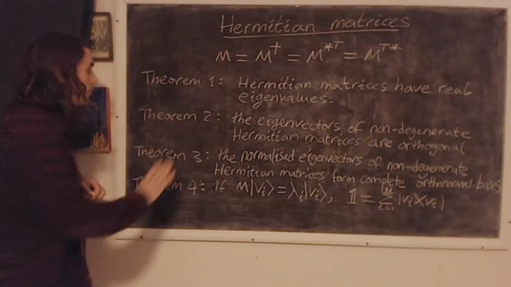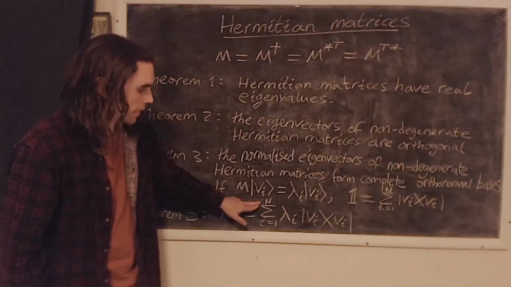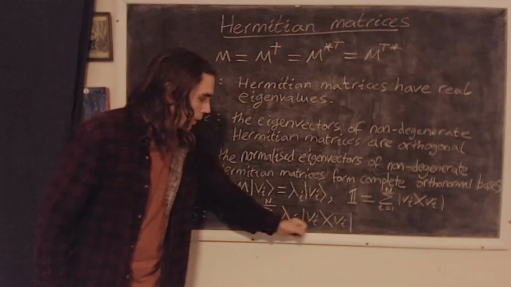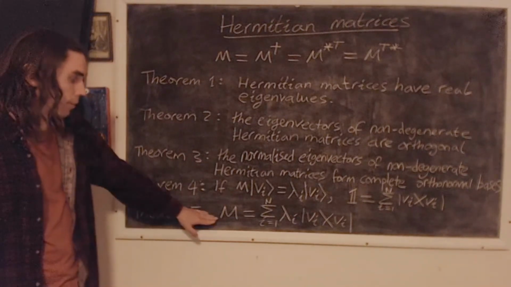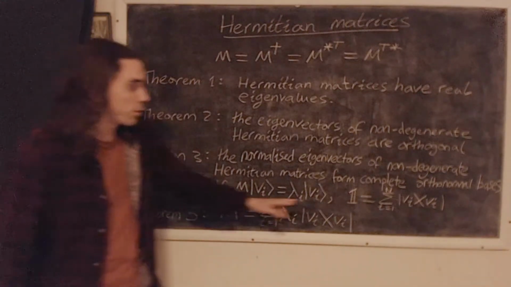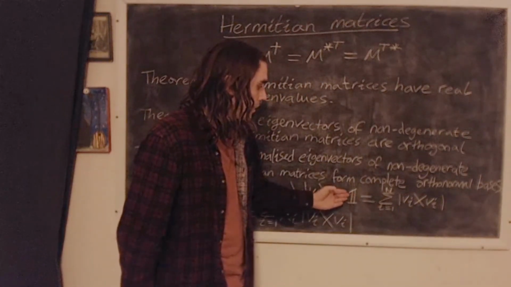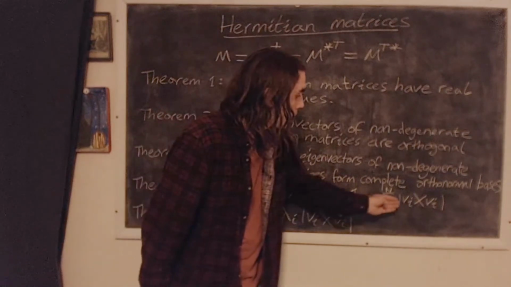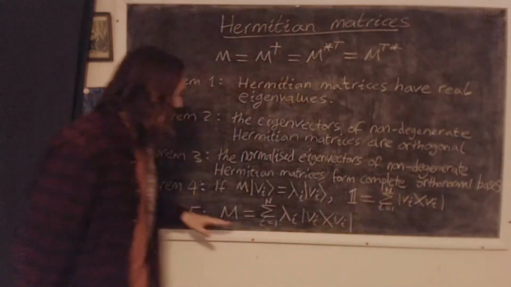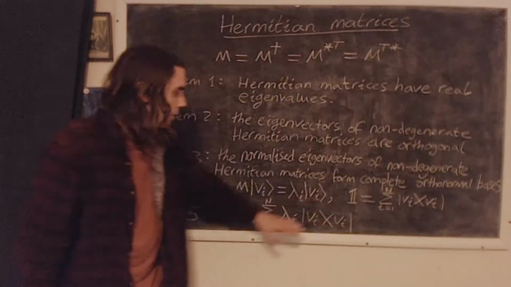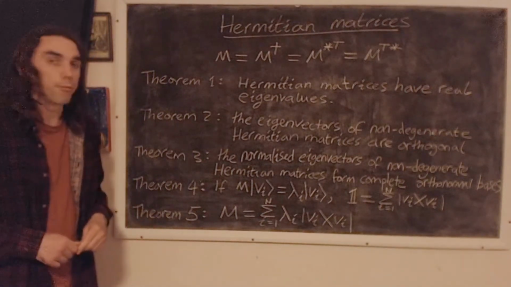And finally, theorem 5: we can write the Hermitian matrix M as the sum from i equals 1 to n of the eigenvalue lambda i multiplied by the outer product of the corresponding eigenvector Vi with itself. In fact, theorem 5 follows straightforwardly from theorem 4. Given that we have the identity matrix equals this, we simply act with the matrix M onto here. M acting on the identity is M. M can pass through the sum and act on its own eigenvector, and M acting on Vi, by definition, is lambda i Vi. And so this identity follows straightforwardly. Let's take a look at this for a particular example on the next board.